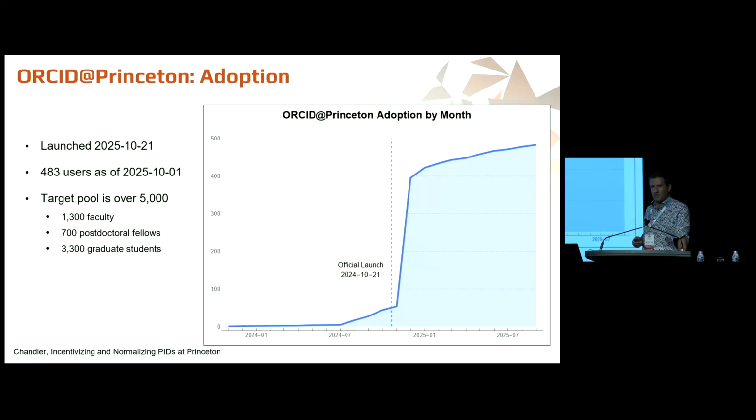I'm told that the target for the number of people with ORCIDs at Princeton is about 5,000. So there's still quite a long way to go. And it has slowed up a little bit. And nobody there, I think, is expecting this to be an overnight success. It is going to be a gradual process.